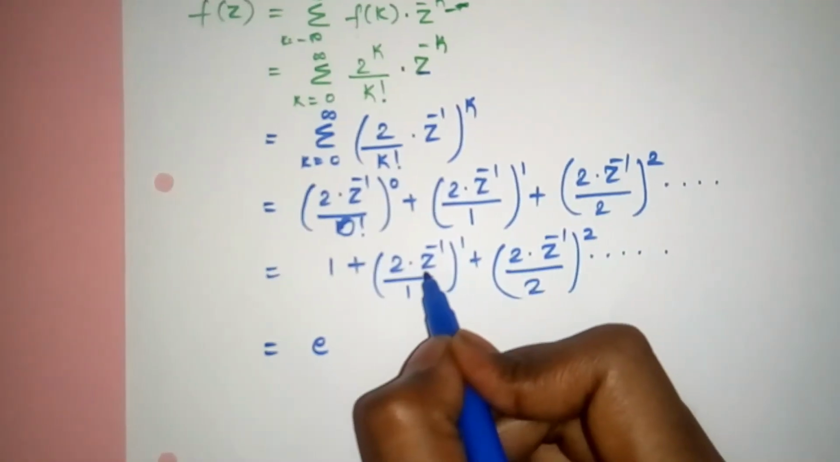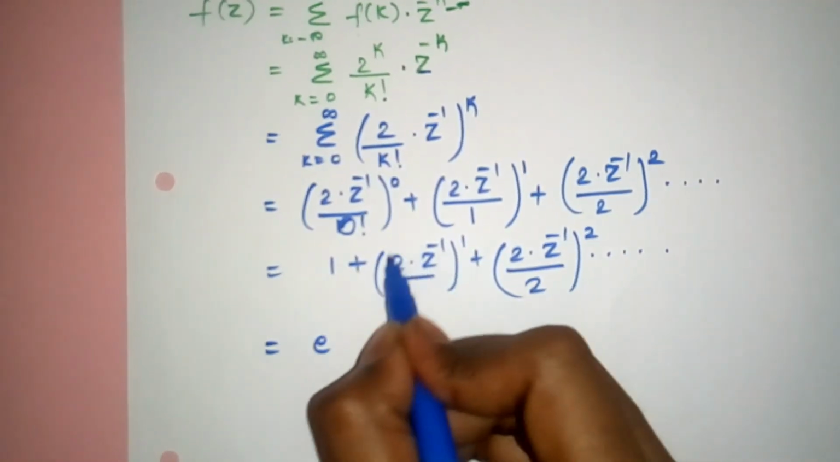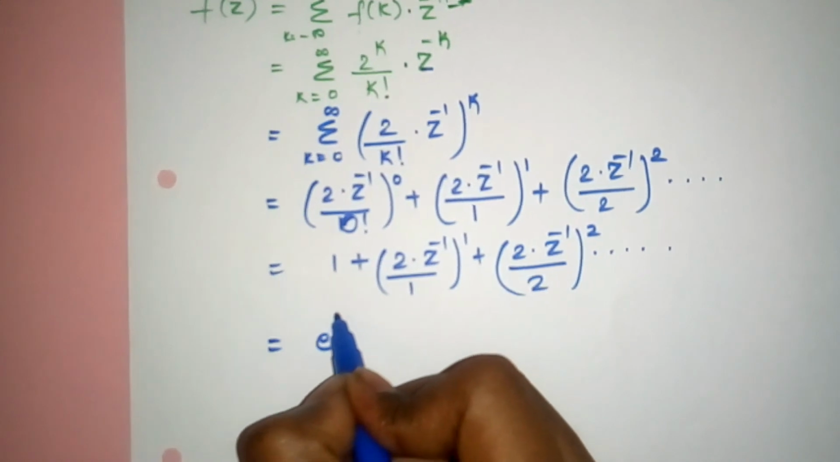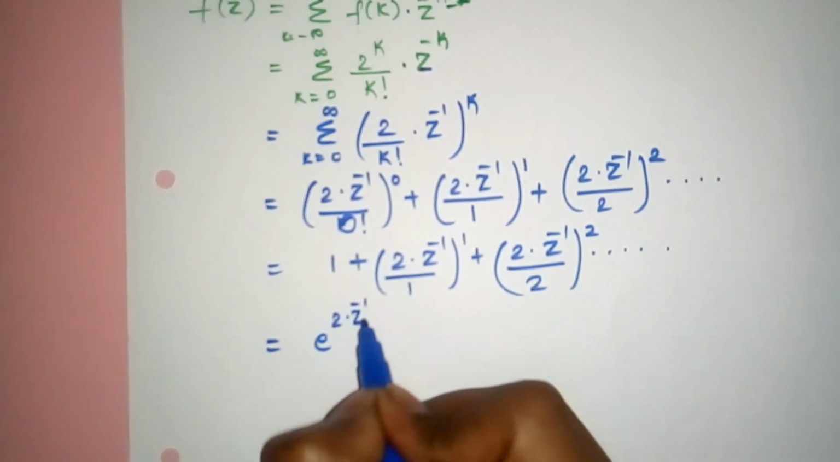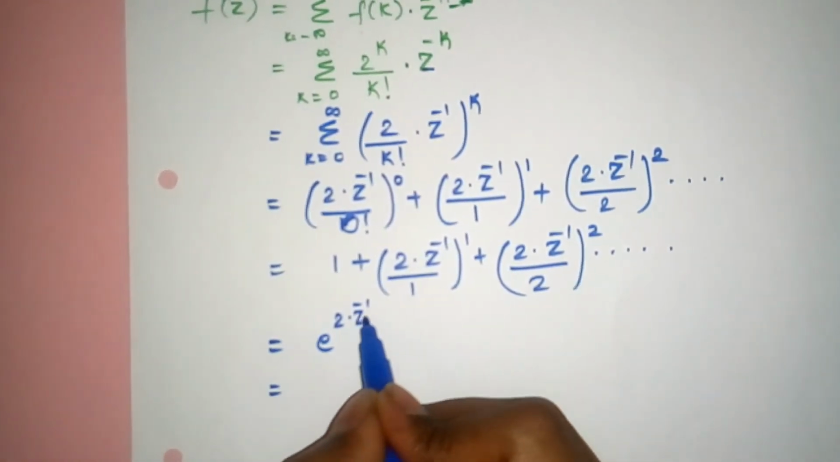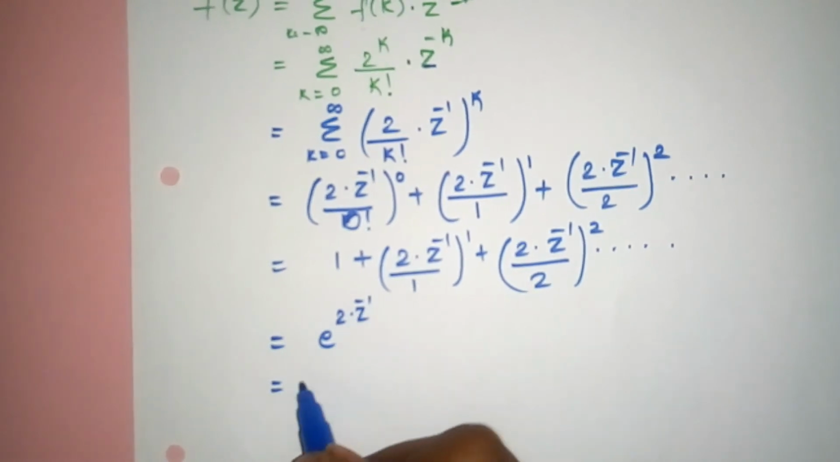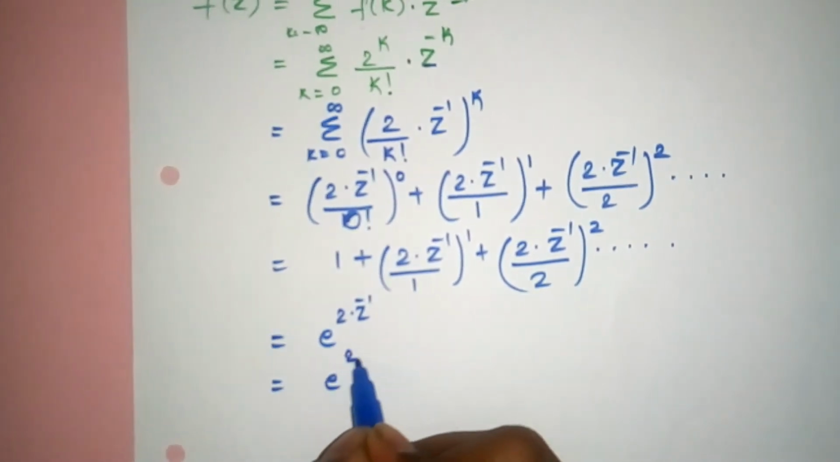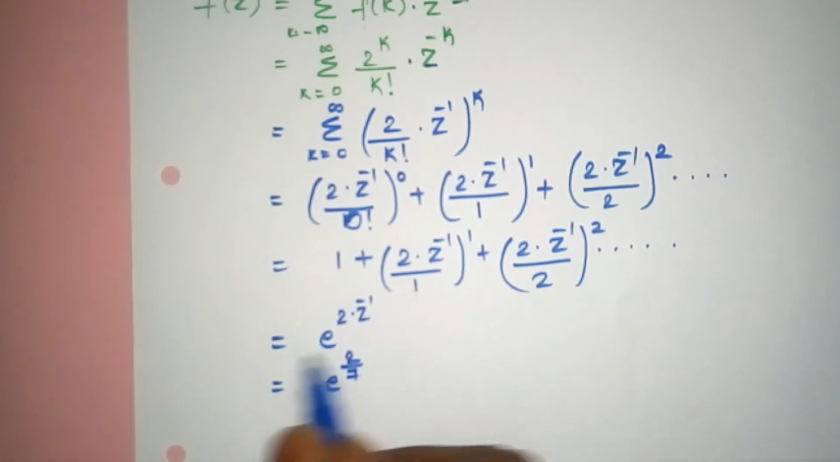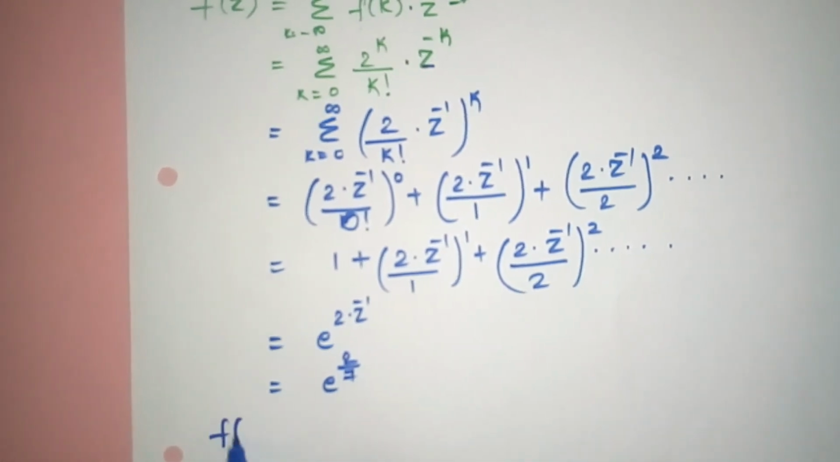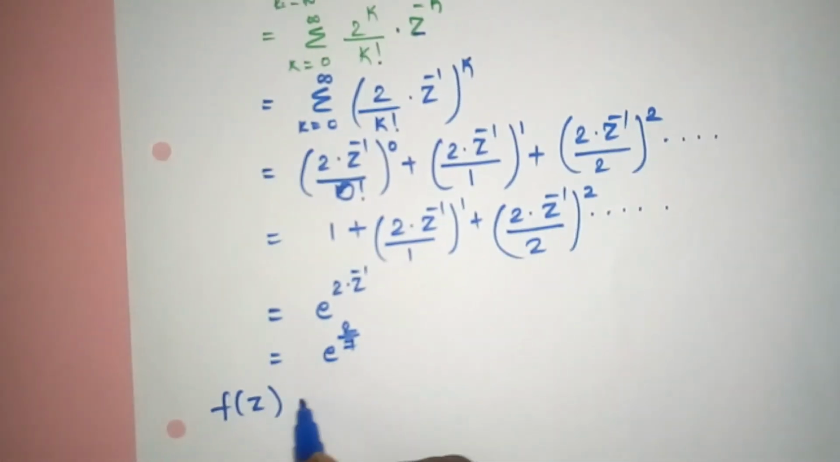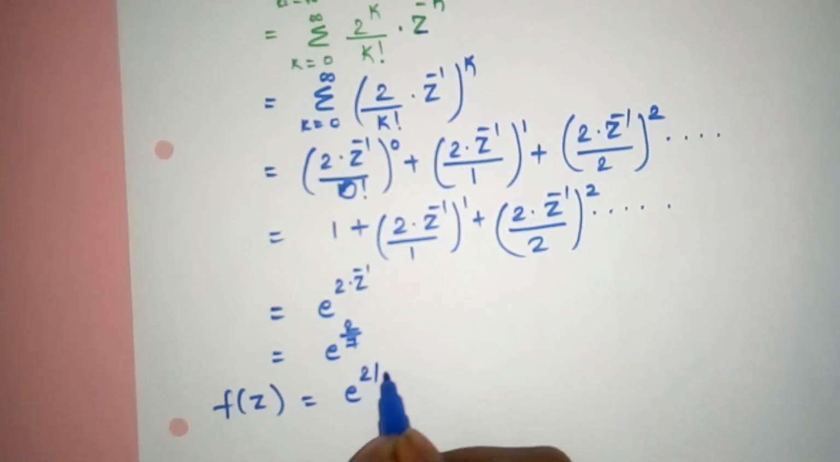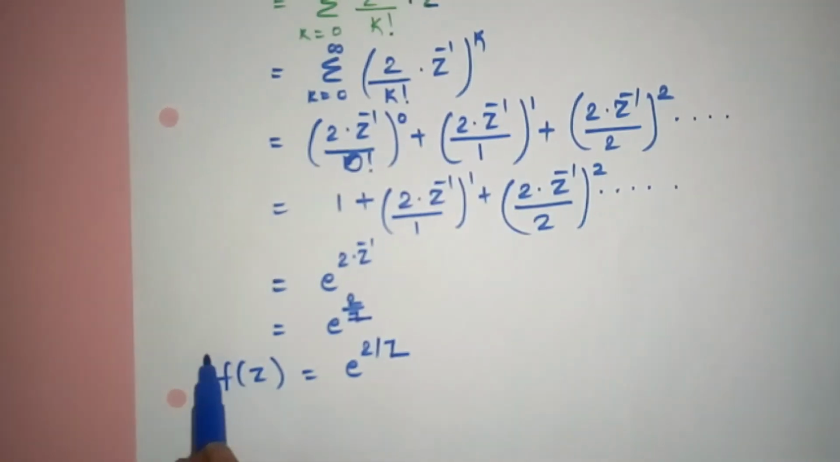So what we will put is, this part is our x, so we will put 2 into z inverse. Now this z inverse we can write as 1 upon z, so e raised to 2 upon z. So this is the final answer, that is f of z is equal to e raised to 2 upon z. So this is the final answer.